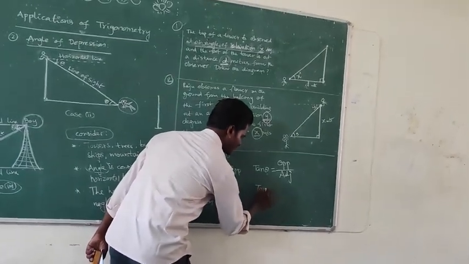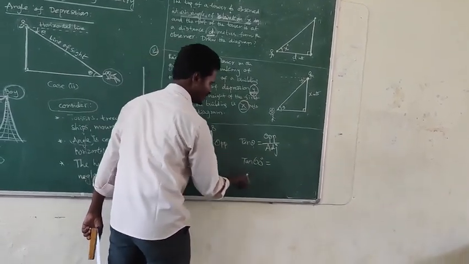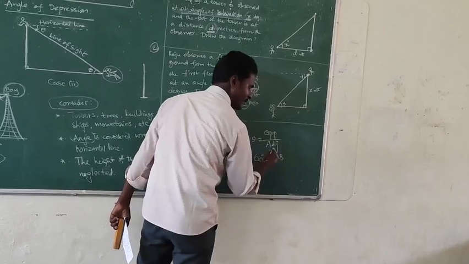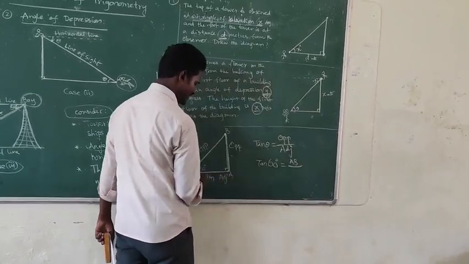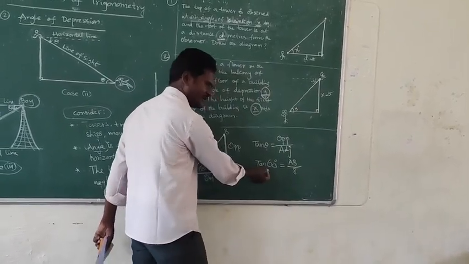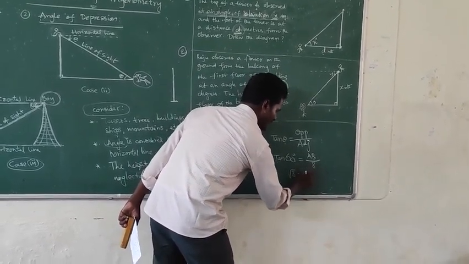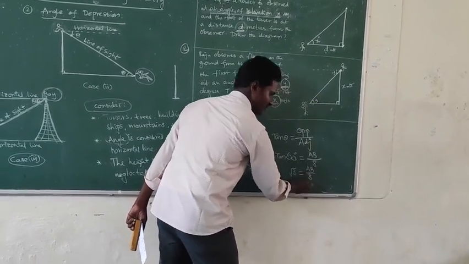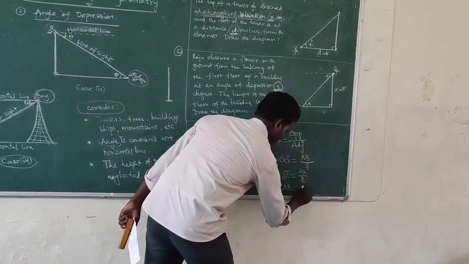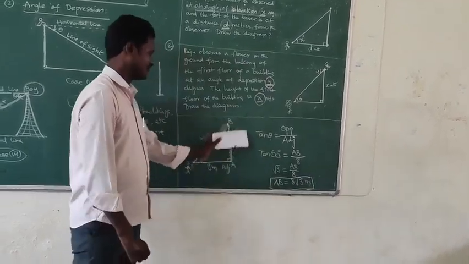So tan 60 degrees is equal to the opposite side. We have to find the opposite side, AB, which is nothing but the height of the electric pole. The adjacent side is given as 8 meters. So what is the value of tan 60? We already know tan 60 is root 3. So root 3 equals AB over 8 meters. If we cross multiply, AB is equal to 8 root 3 meters. So what is AB? AB is the height of the electric pole.